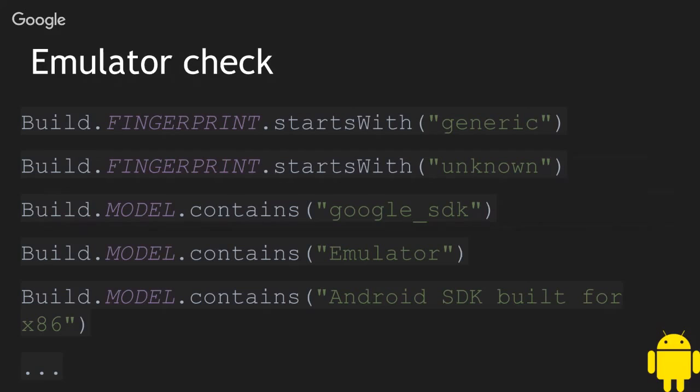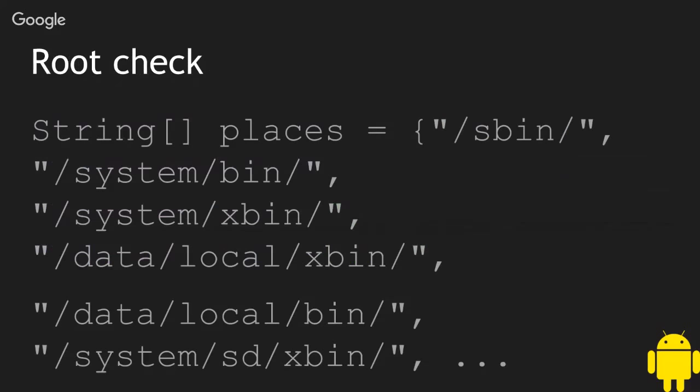Then you can check if you are running inside the emulator. You might want to prevent that, and in order to do that, you can check build constants. Then you can also do some root checking, like iterating through some known files and trying to open them and see whether this is possible. It may indicate that you are running on a rooted phone.